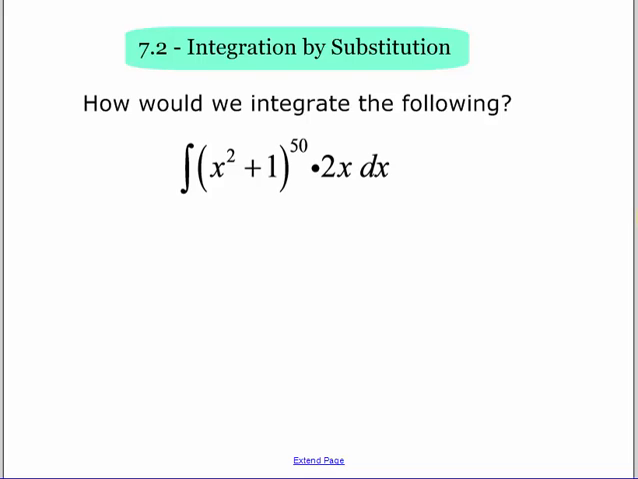Today we're going to be talking about integration by substitution. Now, integration by substitution happens when we have the integral, basically, of a composition of functions. So let's look at this example we have here.